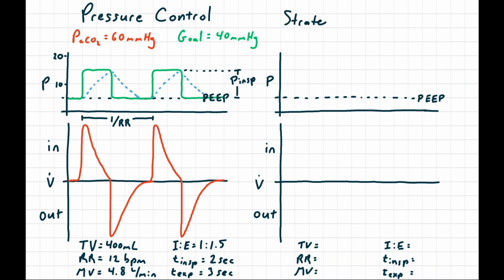Now, let's look at strategy number 2, which is to increase inspiratory pressure. So this time, we'll leave all of the timing parameters the same. We'll just increase the inspiratory pressure to 15 centimeters of water over our baseline PEEP. So this would be pressure control at 15/5 with a peak pressure of 20 centimeters of water.